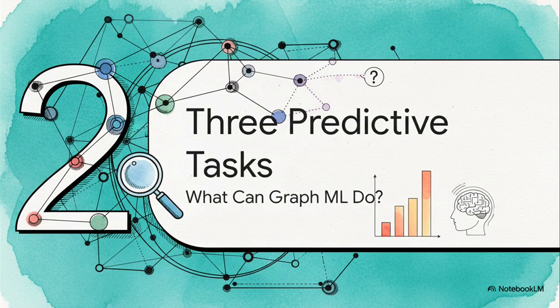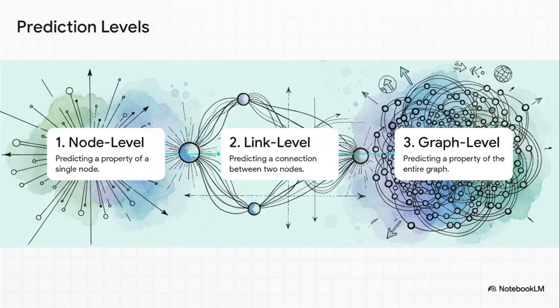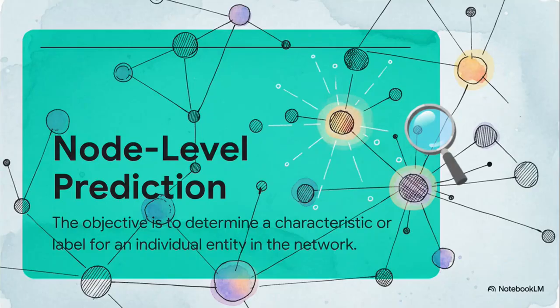Well, it turns out there are three main kinds of predictive tasks. These tasks basically operate at different zoom levels on the graph. We can make predictions about a single point, or node. We can predict a connection between two nodes, or we can predict something about the entire graph as a whole. Let's start with node-level prediction. The whole goal here is to figure out a property of one single entity in the network. The model doesn't just look at that one node in isolation. It also looks at its neighbors and its local connections to help make a much more informed prediction.